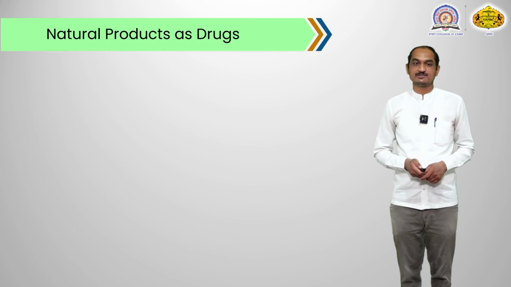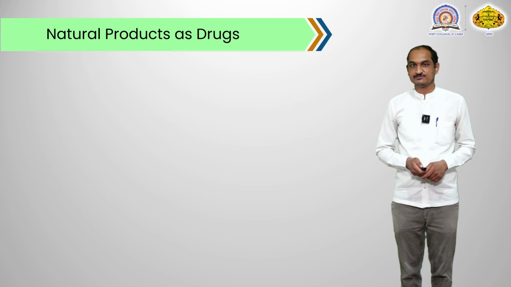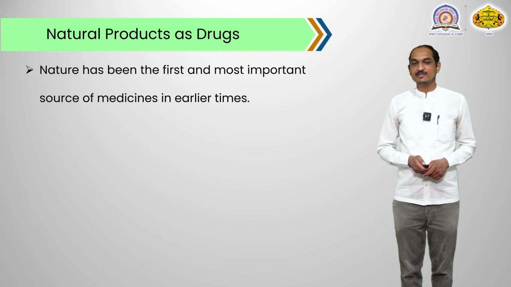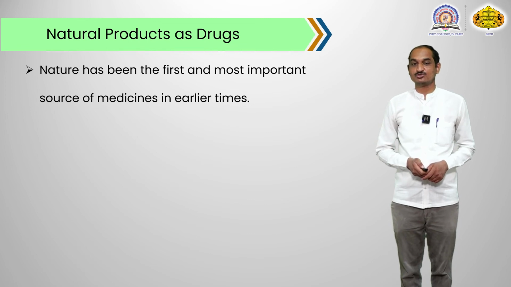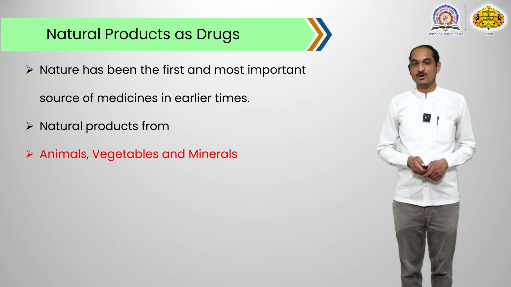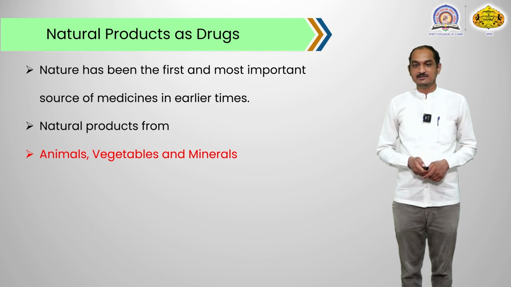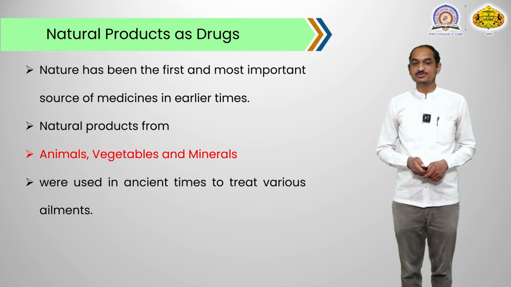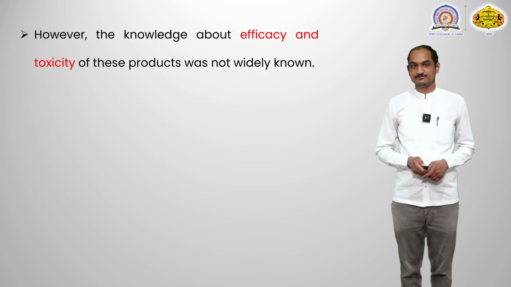Next important point about natural products as a drug. Dear student, we know that nature has been the first and the most important source of medicines in earlier times. Different natural products from animals, vegetables and minerals were used in ancient times to treat various ailments.